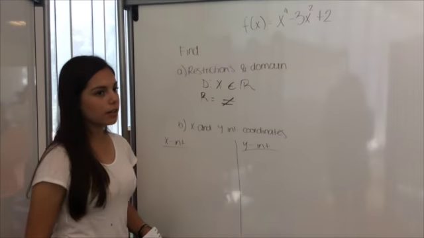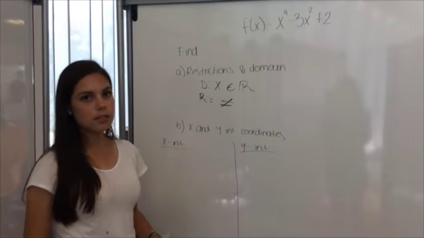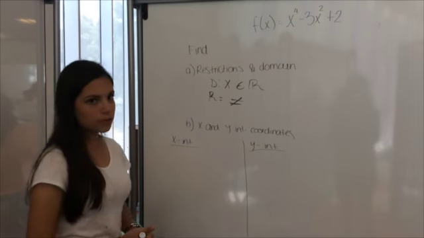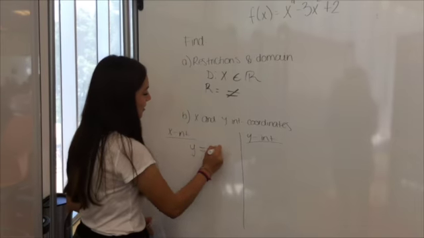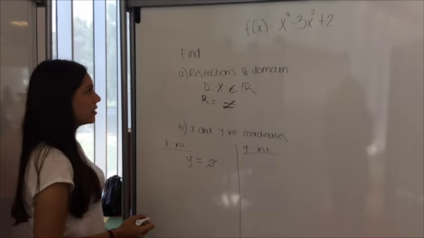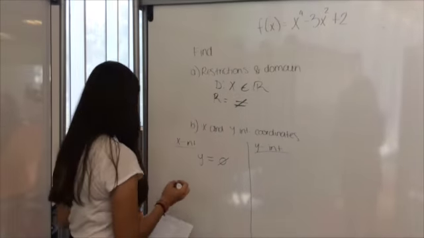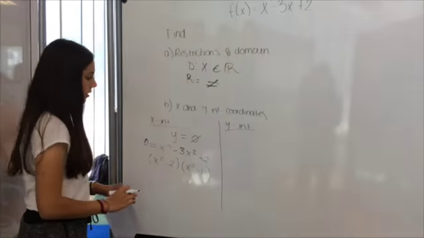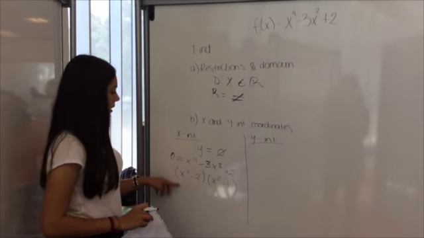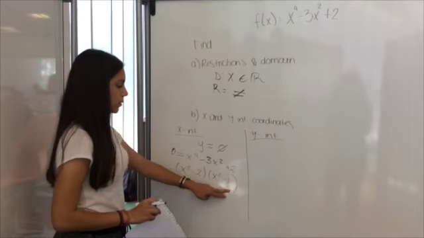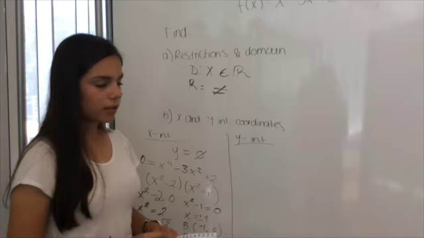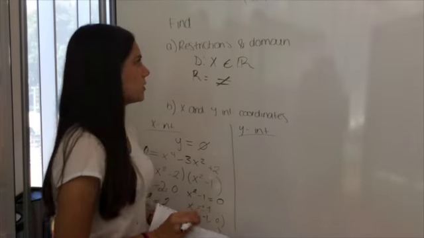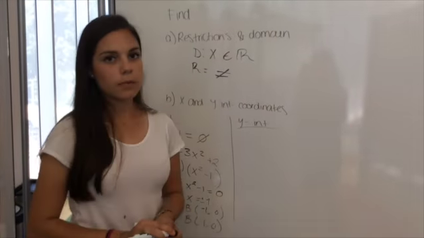We have to find the x and y intercept coordinates. To find the x-intercept, we have to put y equals to 0 and substitute in the function. Then we need to equal this to 0. In the y-intercept, we have to substitute all the x by 0.